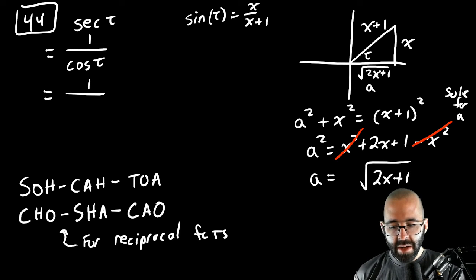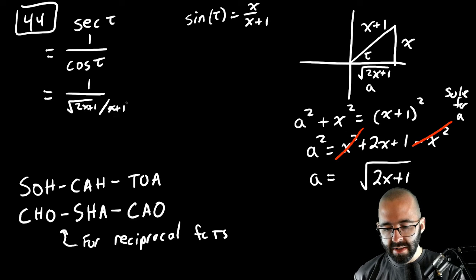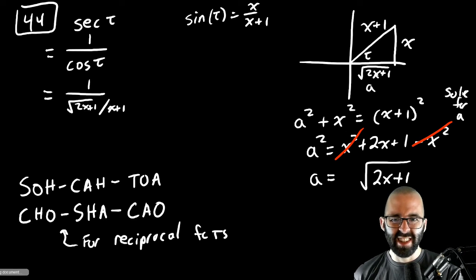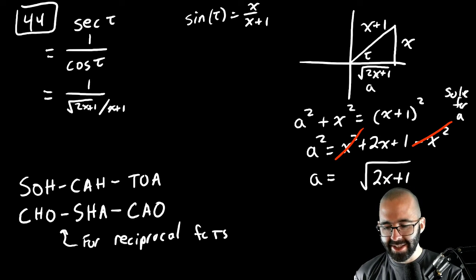So we're going to get 1 divided by cosine. That's going to be the reciprocal of cosine, and cosine is going to be the square root of 2x plus 1 divided by x plus 1. Yeah, all right, secant would have been easier. We should have just done hypotenuse over adjacent.